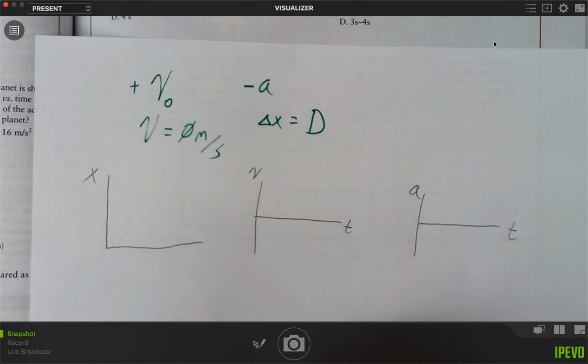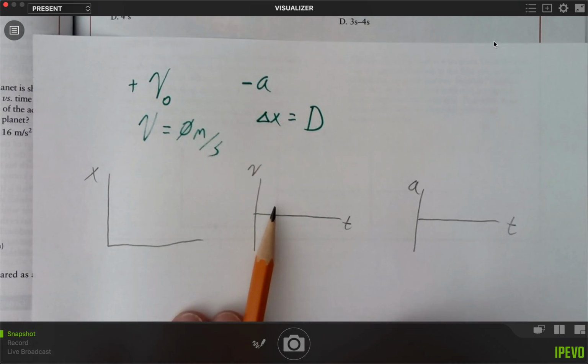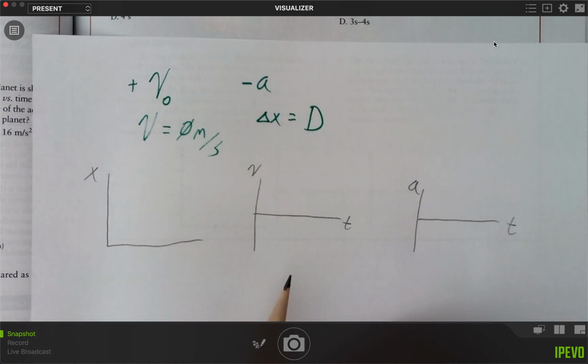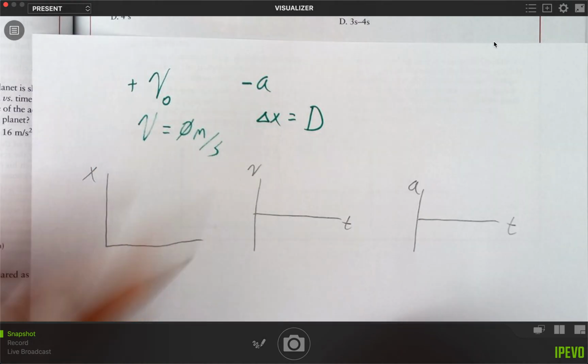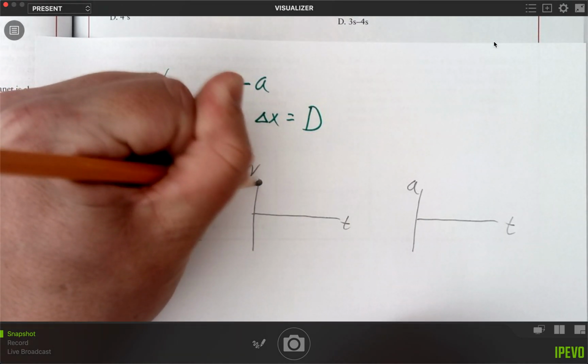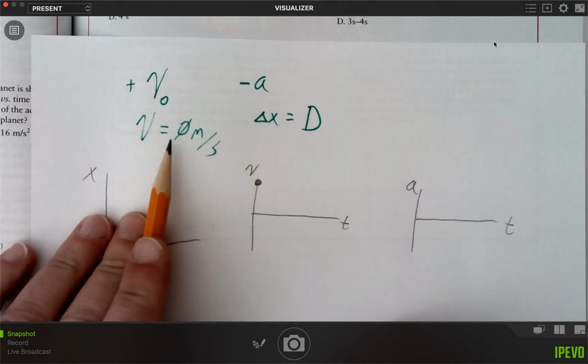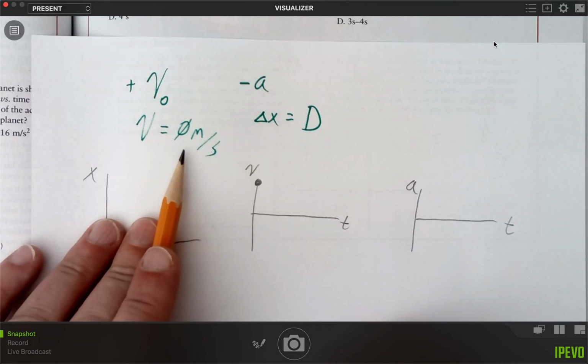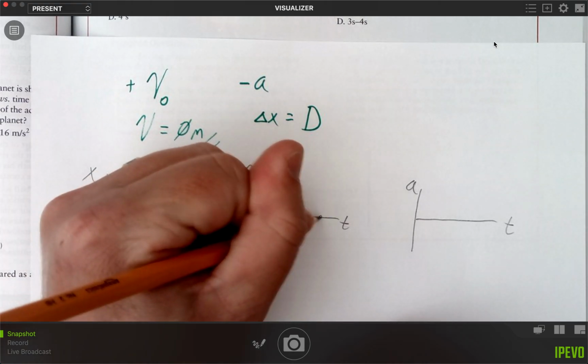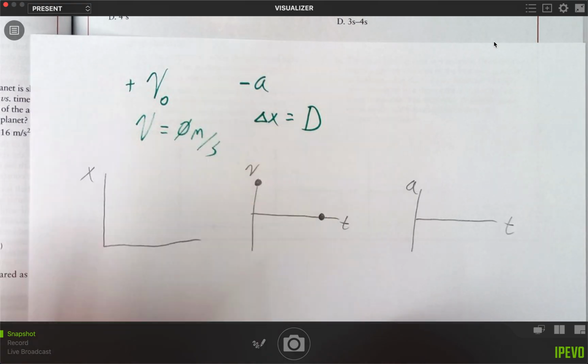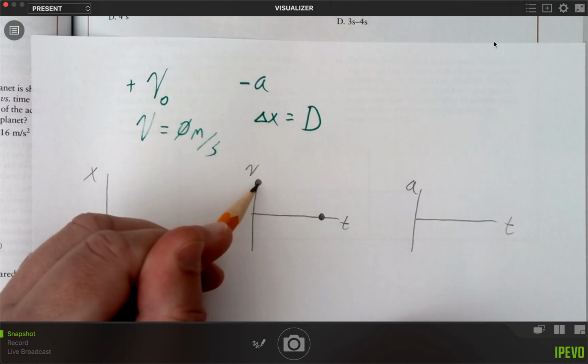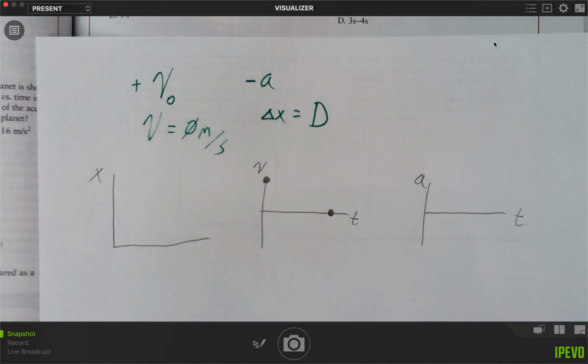But I'm going to start here with velocity because I think this is going to be the easiest place for me. I know I have a positive initial velocity. And then I know after some time, I come to a stop and I have a zero velocity. And that means, where's my straight edge?